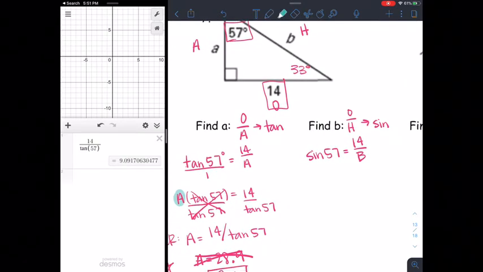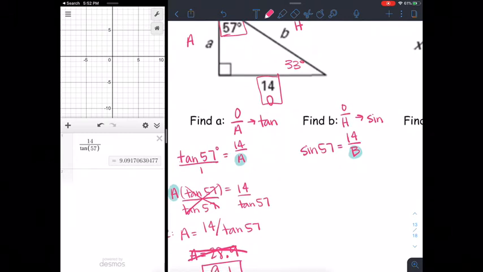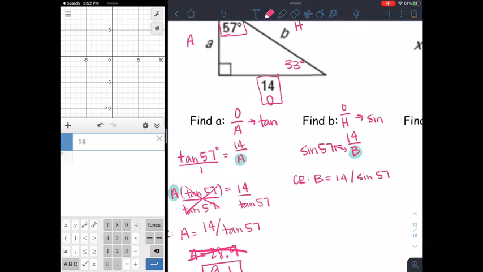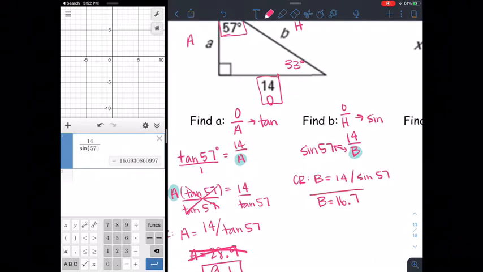And you'll notice here that both of my variables are in the denominator. So if you think back to our properties of proportions, I can just swap these two. So my calculator ready is that b is equal to 14 divided by sine 57. And now that my calculator is in degree mode, I should be good to go. So 14 divided by sine 57. So b is equal to 16.7.